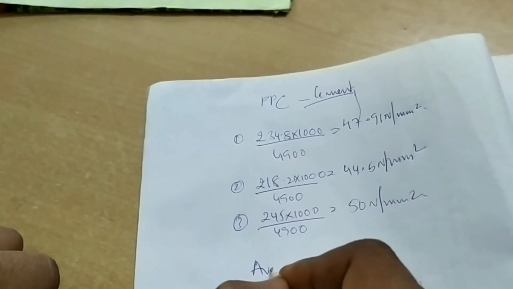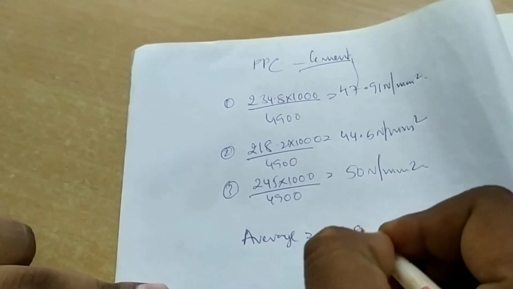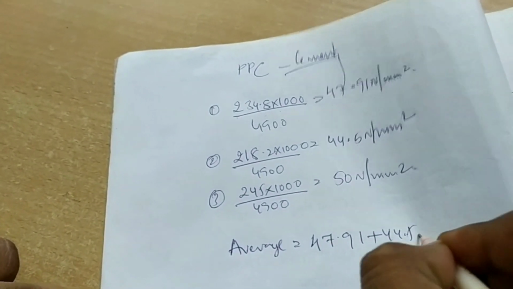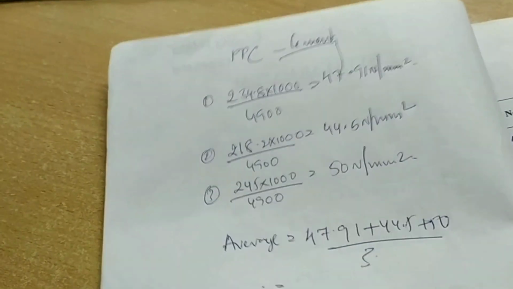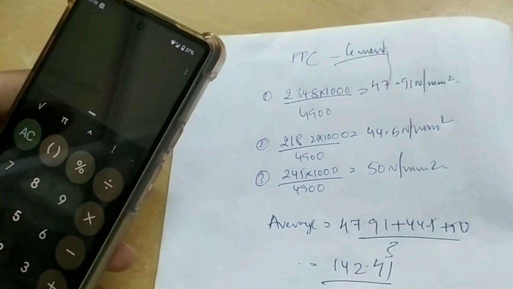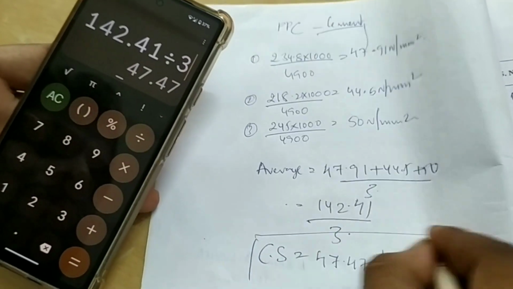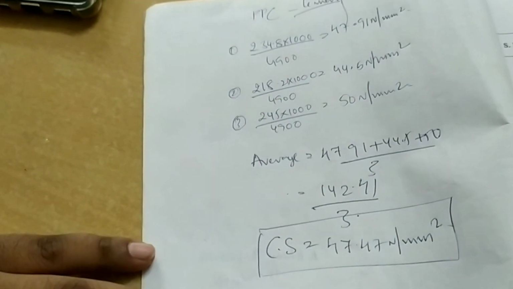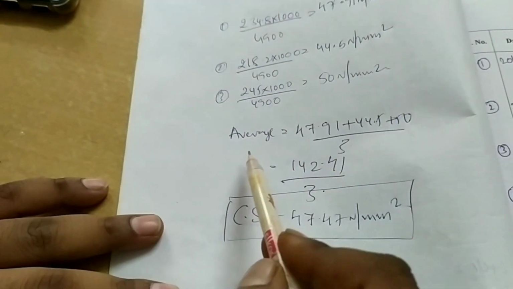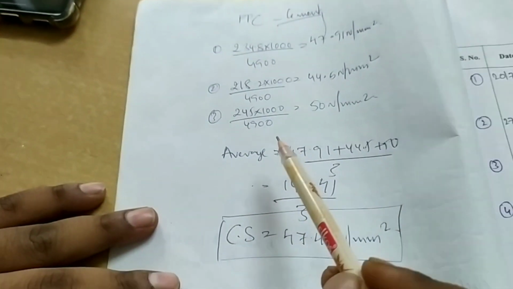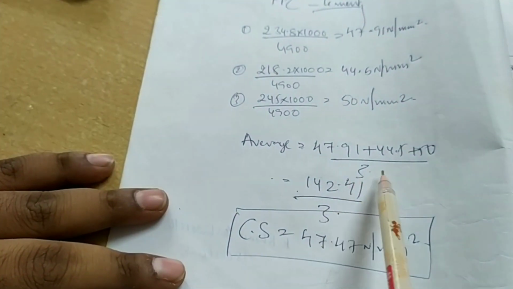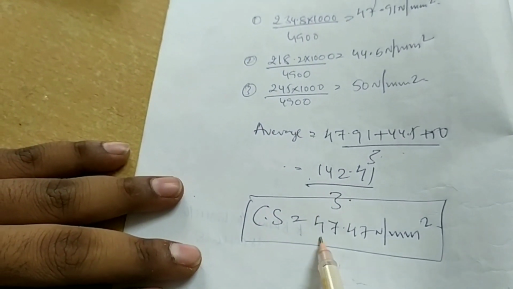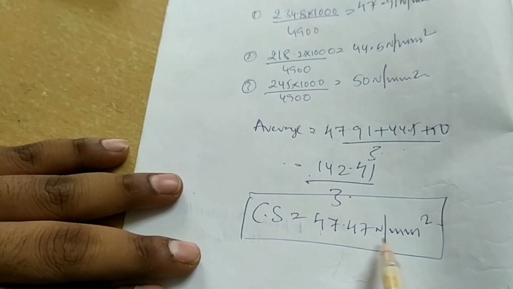Of these three, we will get the average compressive strength of the cement mortar cubes. So we can calculate here. Here we have calculated the average of these 3 cubes. To calculate the compressive strength, we require a minimum of 3 cubes. So we get the average, that is 47.47 Newton per mm square.